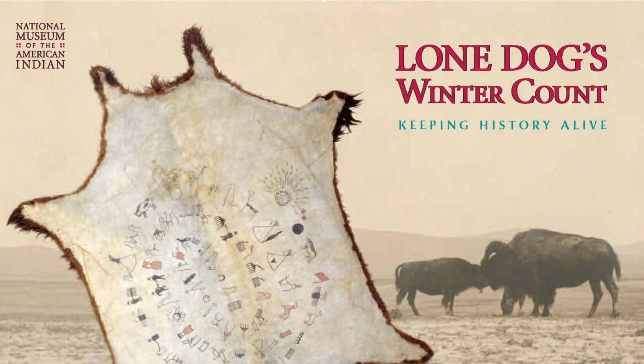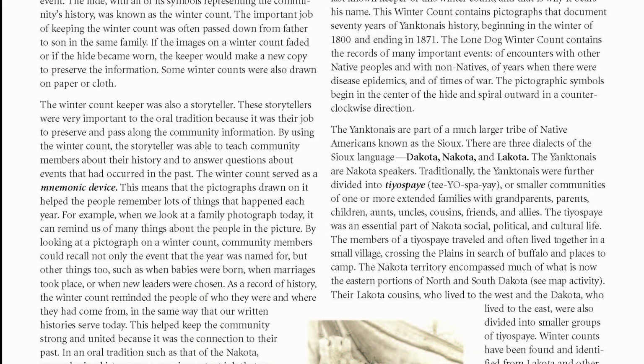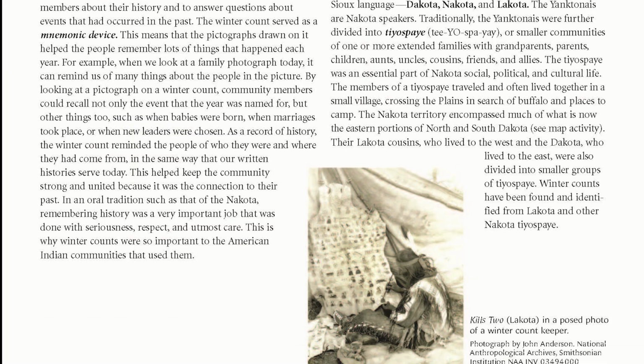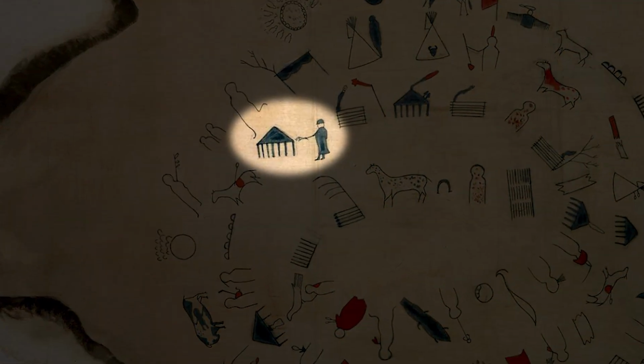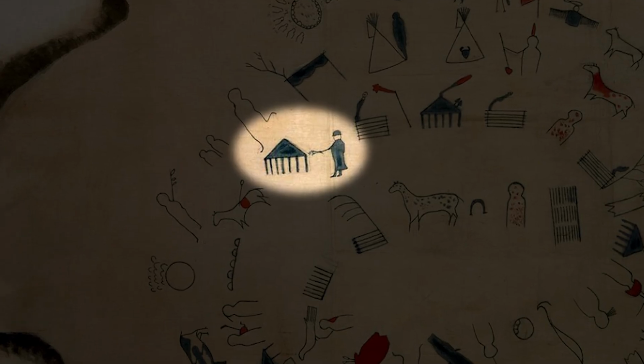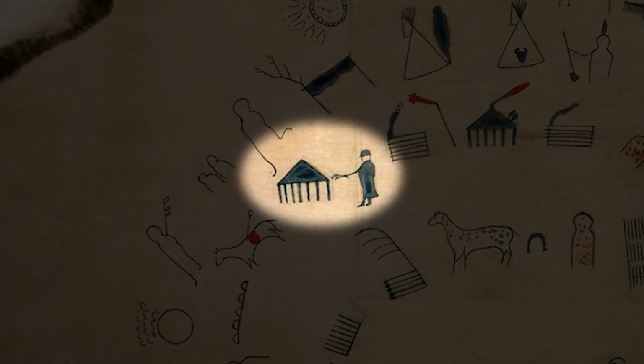So let's look at some examples. The first one we have here is a winter count done by a Nakota Yanktonai by the name of Lone Dog. In this pictograph, he is depicting the first time white soldiers made their appearance in the region around 1823 or 24. This event also coincides with what is known today as the Arikara War, where the Lakota participated in the war with the U.S.